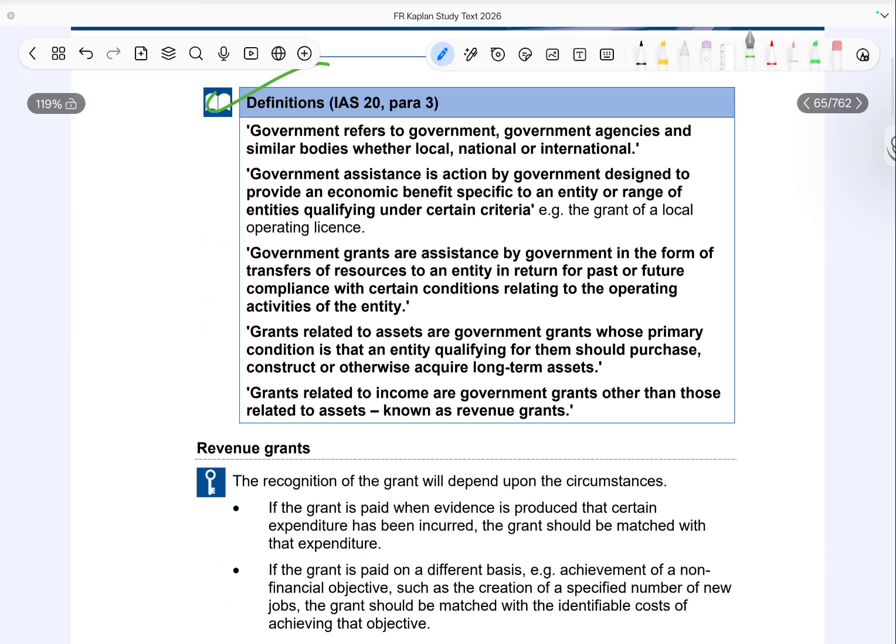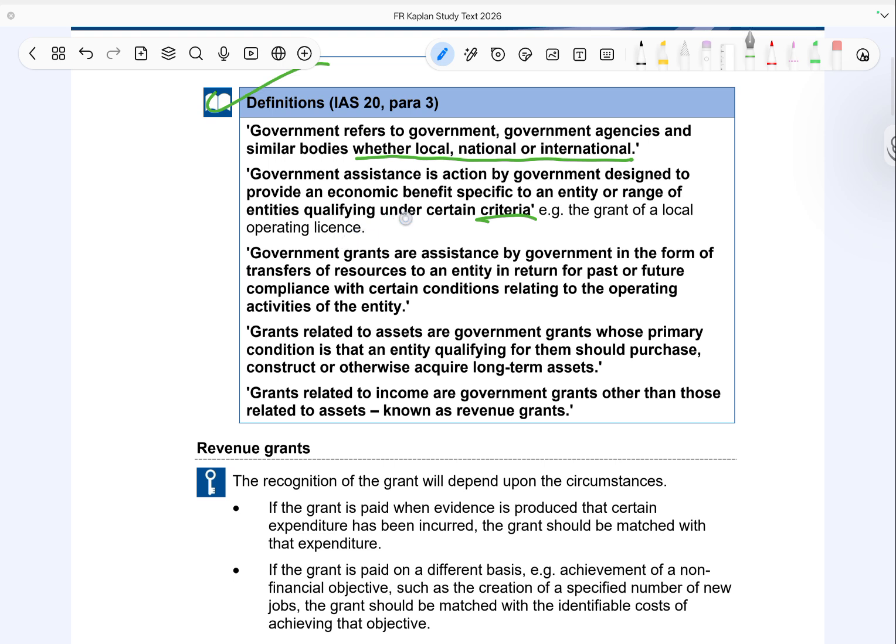Now the definitions. Government refers to government agencies and similar bodies, whether local, national, or international. So it can be any small or big organization from which you receive a grant. Government assistance is action by government designed to provide an economic benefit specific to an entity or range of entities qualifying under certain criteria. Example: the grant for a local operating license.